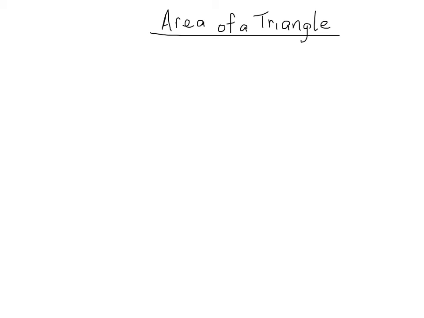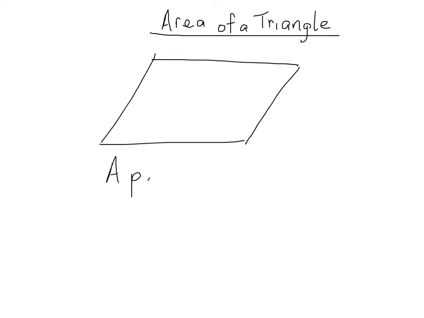Okay, so first of all, how did this formula come about? In order to explain how the formula half base times height came about, I would need to show you a parallelogram. Our parallelogram can look like this, or it could be a rectangle, but as long as you recognize that the area of a parallelogram, I'll say para for short, is equal to base times height, then you're partway there.